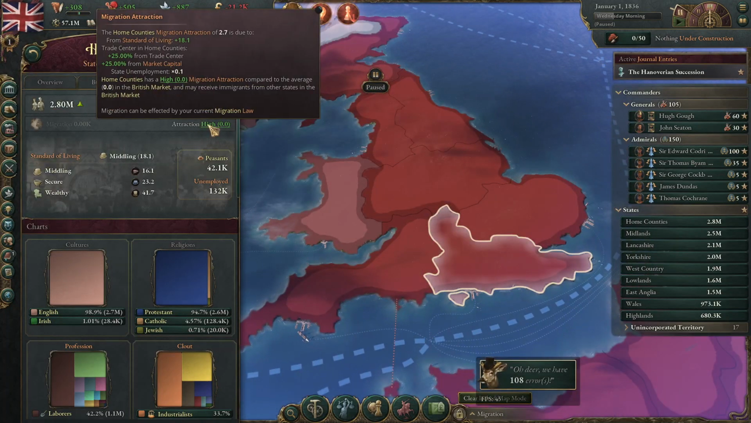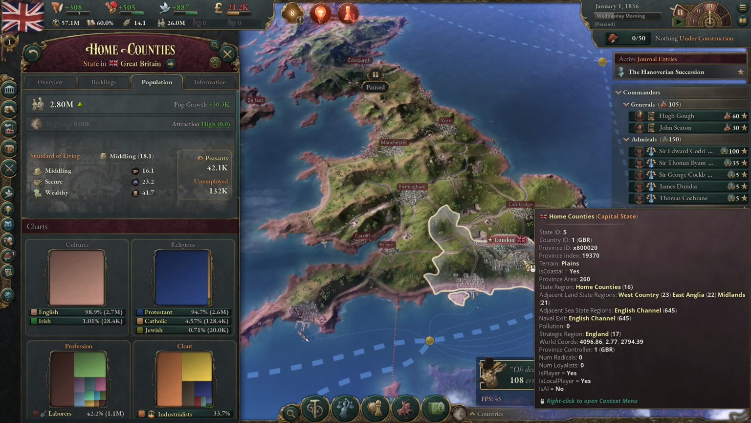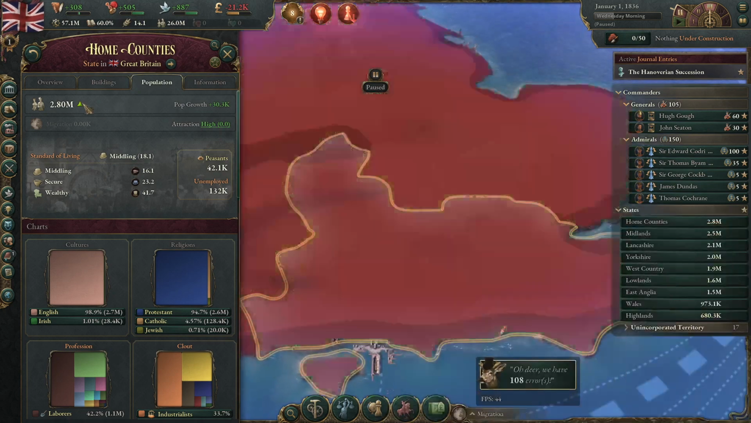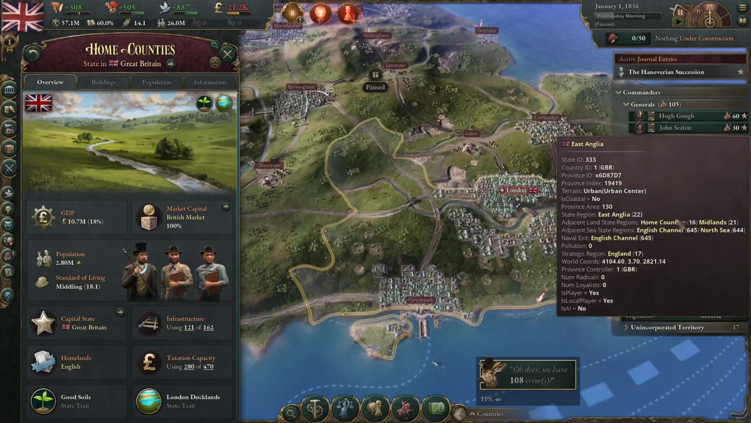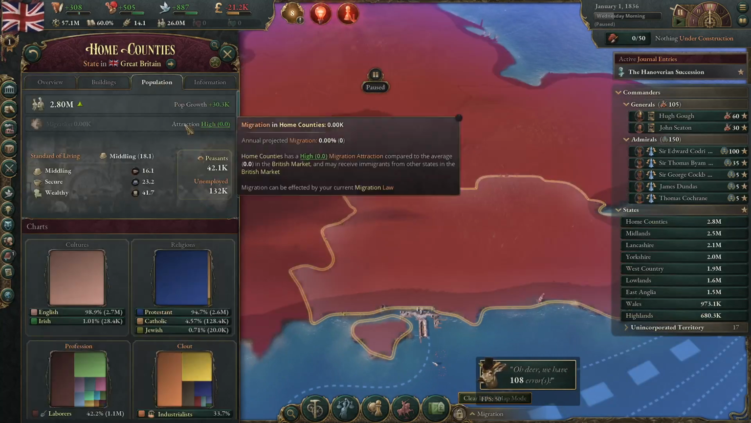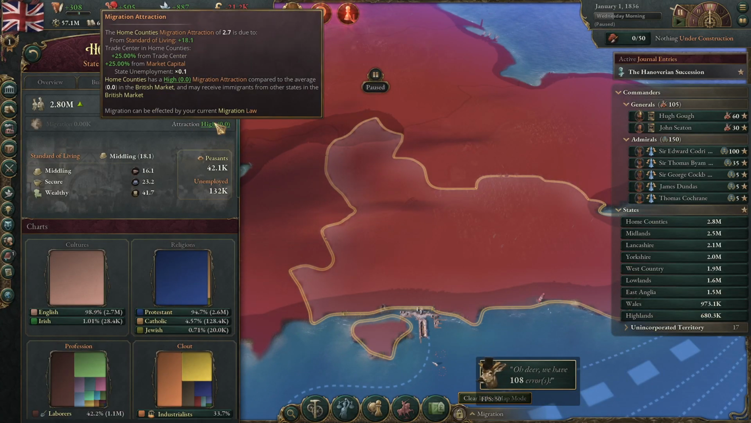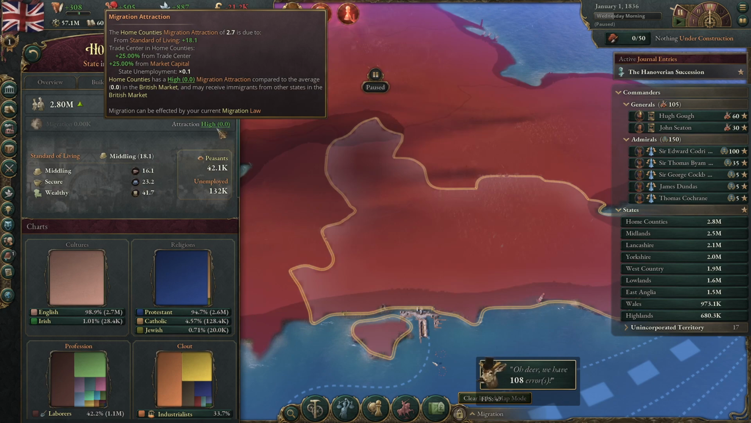So right now our attraction is currently 2.7 due to standard of living, trade center and home counties. If there is a trade center located in the province in question, which in this case, because it's the capital state, yes, there's going to be that extra attraction modifier. It also is going to have a little bonus from being the market capital, but then you see there the state unemployment. The more unemployment you have in the state, the lower your migration attraction is going to be.